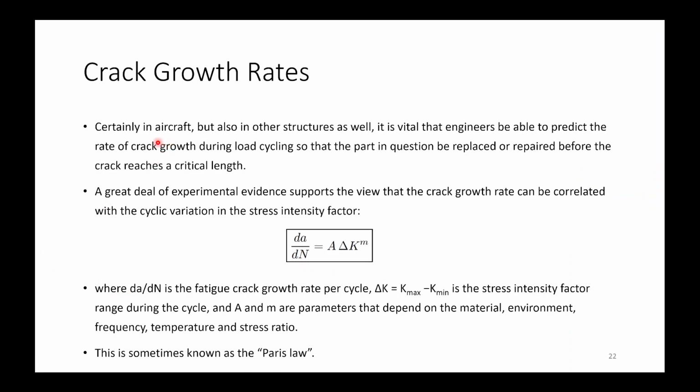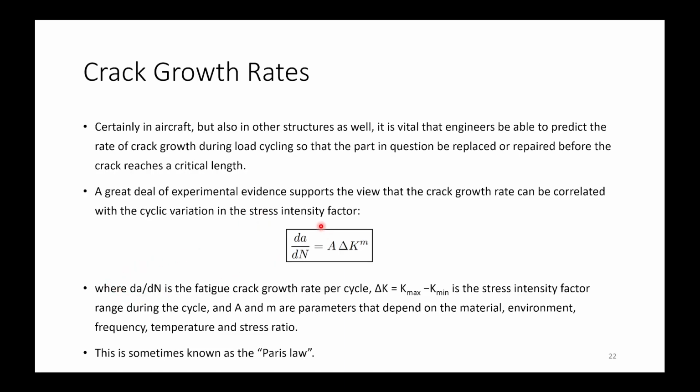Now, in the case of aircraft, but also in other structures as well, it is vital that engineers be able to predict the rate of crack growth during load cycling, so that the part in question can be replaced or repaired before the crack reaches the critical length. A great deal of experimental evidence supports the view that the crack growth rate can be correlated with the cyclic variation in the stress intensity factor.